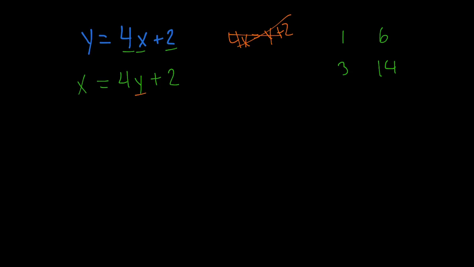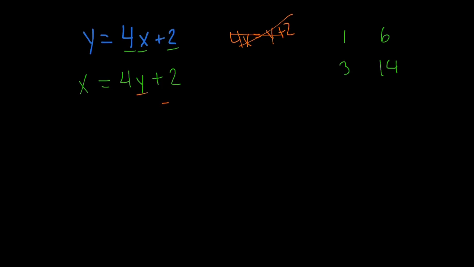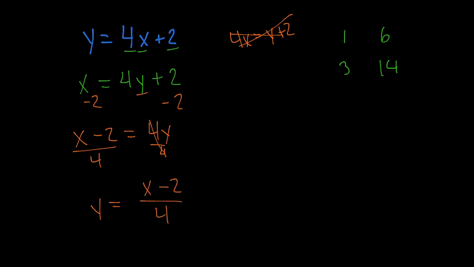The first thing to get y by itself would be to subtract 2 from each side. So we have x minus 2 equals 4y. And lastly, divide by 4. I'm going to rewrite it the other way. So we would have y equals x minus 2 over 4. And that's perfectly fine. We don't have to split up that division. It's fine to leave it like that.